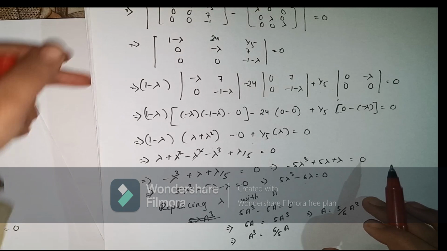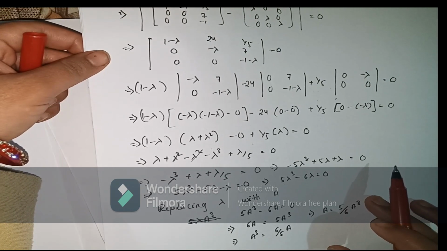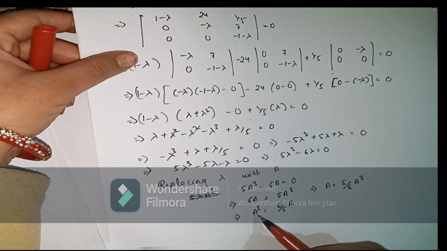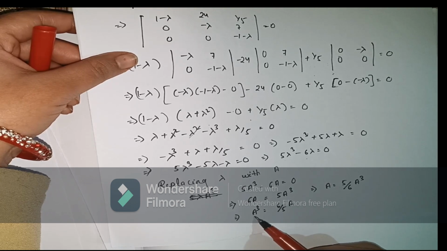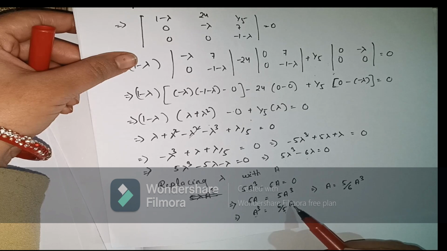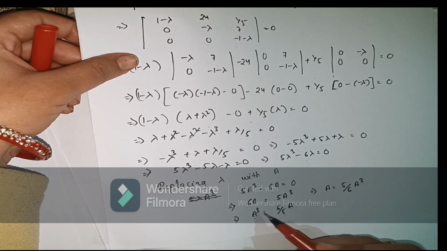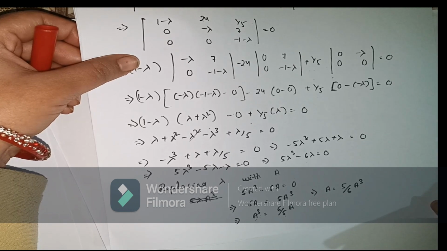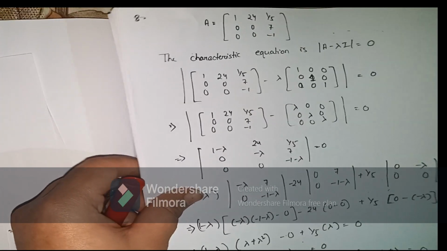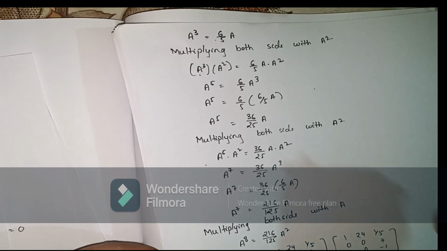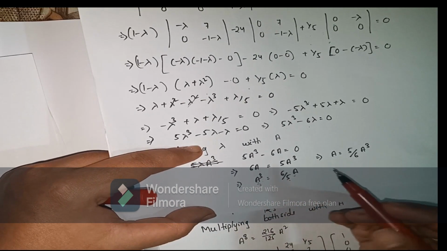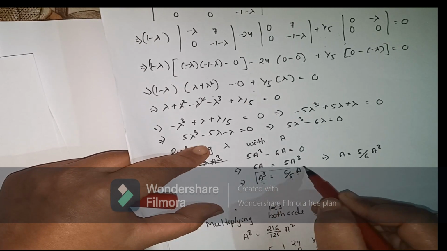Now to find any higher power, as I told you before, you need to write the higher power on one side. So I wrote A cubed is equal to 6 by 5 A. Then we have to multiply by A on both sides until I get A to the power 8 on the left hand side. So look, this is what I got: A cubed is equal to 6 by 5 A. So this is the relation I got.